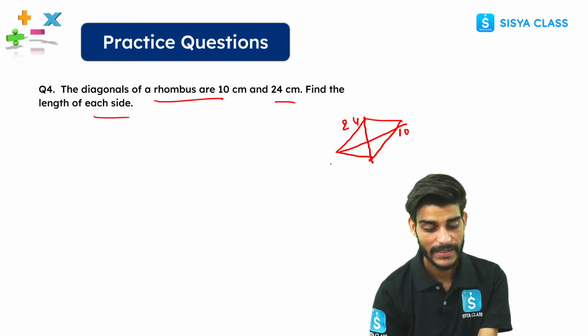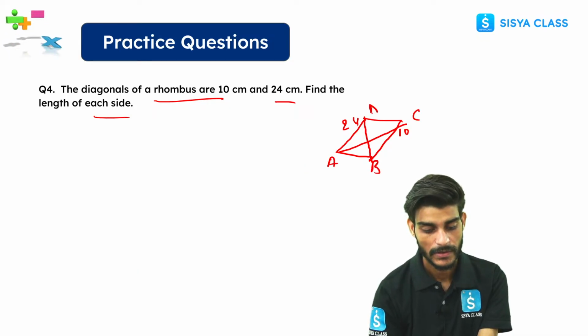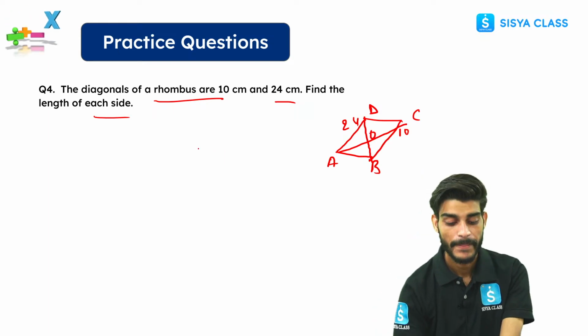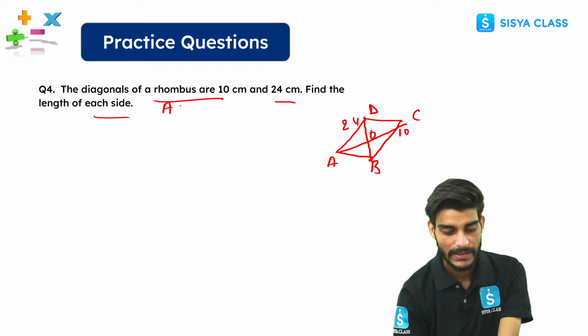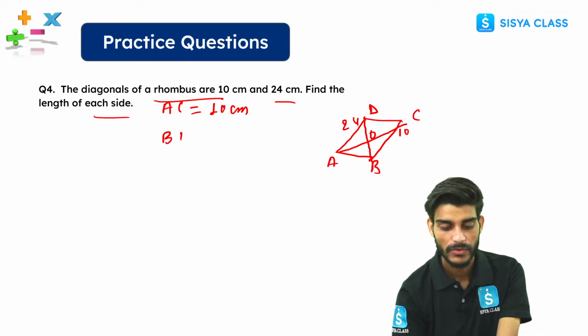The diagonals I am talking about, right? Like A, B, C, D if I choose, and if they intersect at the point O, so AC equals 10 centimeter, okay. BD equals 24 centimeter.